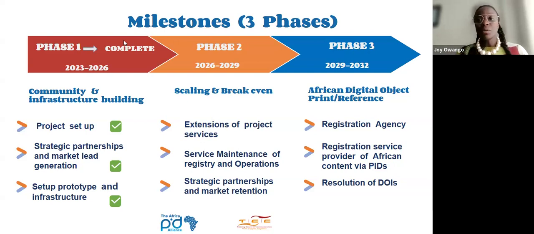Phase 3 will be 2029 to 2032, and there we are looking at having a fully fledged registration agency and providing a service of African content via the PIDs and a resolution of DOIs. That will be long term, but most importantly, it is about being an African registration provider of African content via our PIDs. Though it is starting, we can see this as a future where that is possible because we have these amazing partners who've helped us launch the project and who have been committed to working with us.